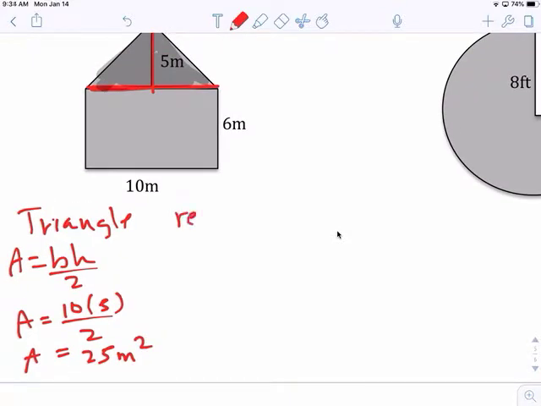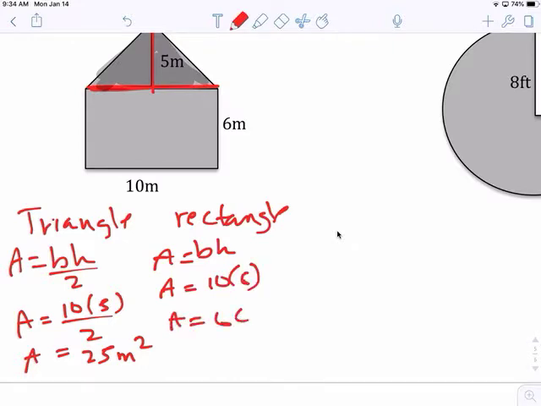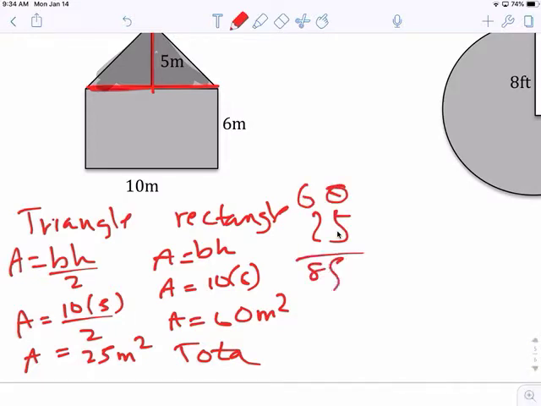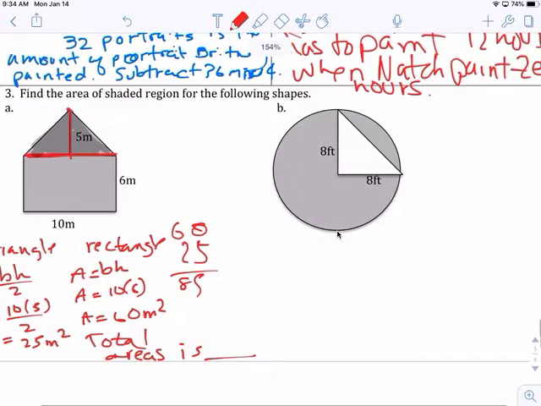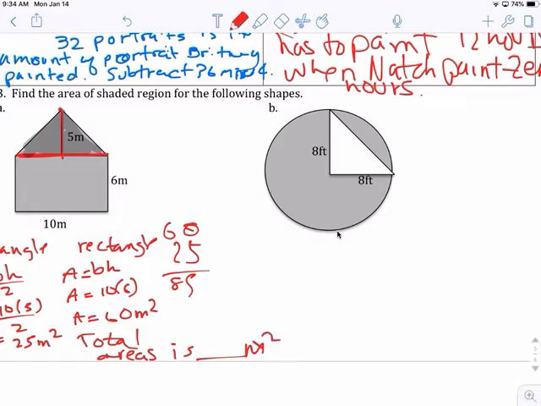The other one is the rectangle. Base times height, 10 times 6, 60 meters squared. Then you add them. So total area is 60 plus 25, 85. Total area is, you finish it. Make sure you put units, meters squared though.